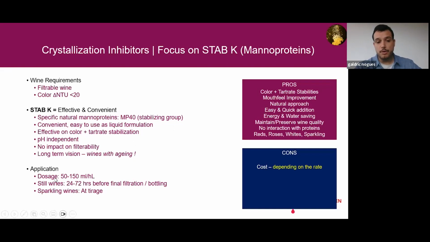The rates are a bit smaller than the CMC, 50 to 150 milliliters per hectoliter. Very useful to stabilize. And once again, we recommend using it a little bit before the final filtration, so most of the time 24 to 72 hours before the final filtration or the bottling. Once again, add it at tirage for the sparkling wines to avoid any breakdown during the secondary fermentation.